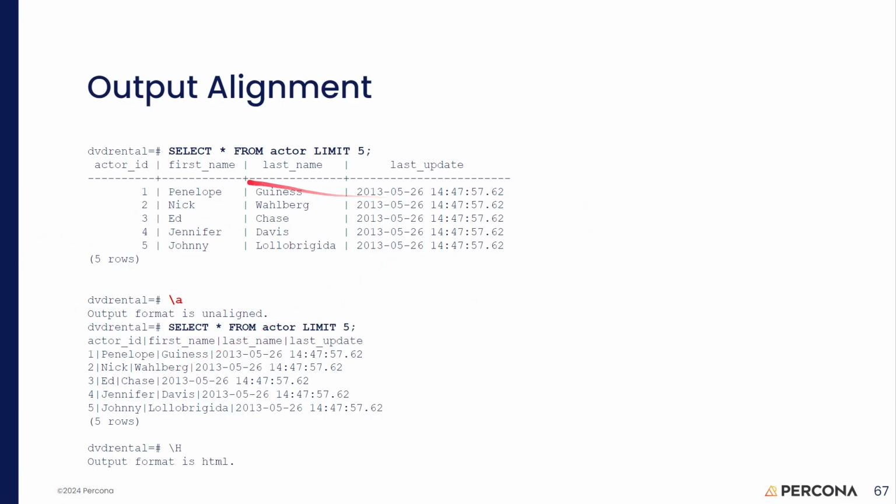Output alignment. Normally, it's going to be what you're used to in MySQL. So you'll see it like this, where the numbers are right justified and strings are left justified. If you do a \a, the data is unaligned. If you notice here, we don't have those leading spaces before the numbers. There's no padding of the names, and there's also an \H for HTML output.